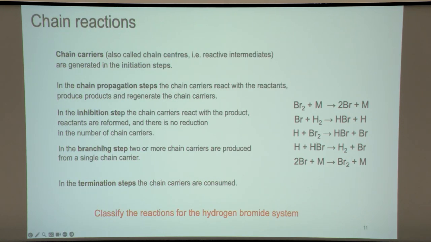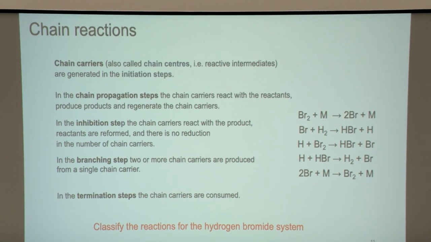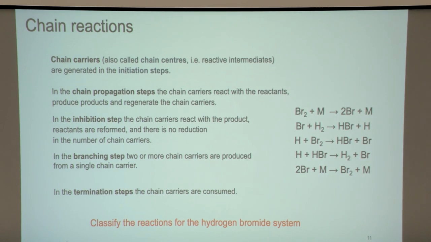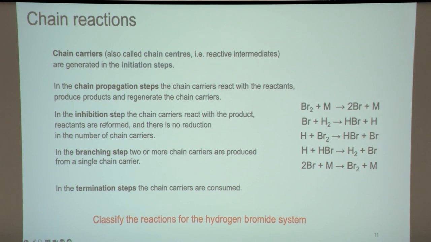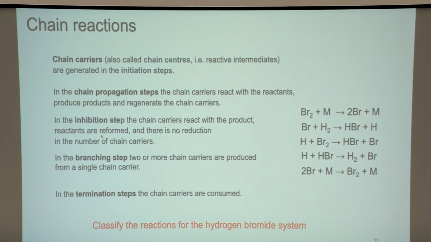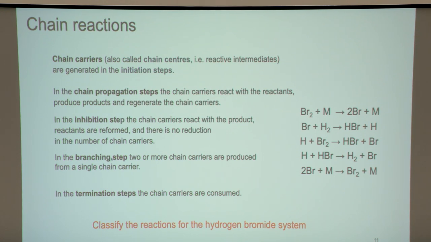Okay, so you have these different reaction steps. And maybe I want you guys just to look at these. Remember, in any reaction mechanism, I said you have chain carriers, steps that carry the chain, that keep it going, or propagation steps. You have inhibition steps. You can have branching steps. And you can have termination steps. So inhibition steps are propagating steps which don't make more radicals. Branching steps produce more radicals. Termination is the final recombination of two radicals.